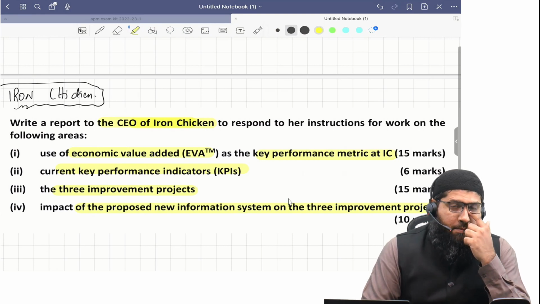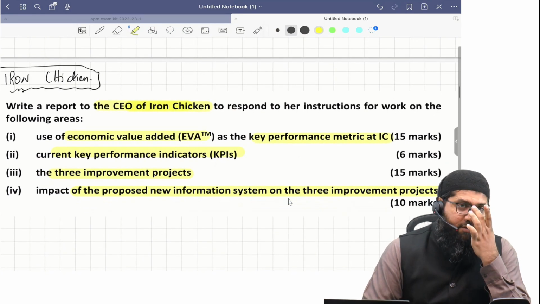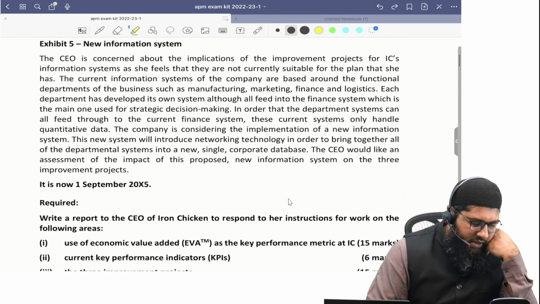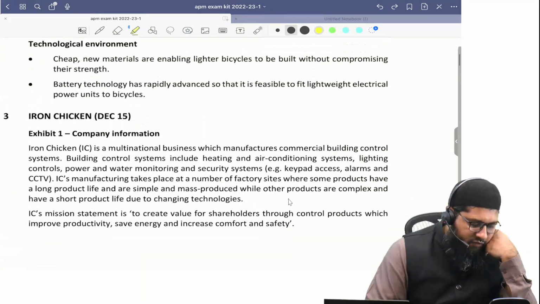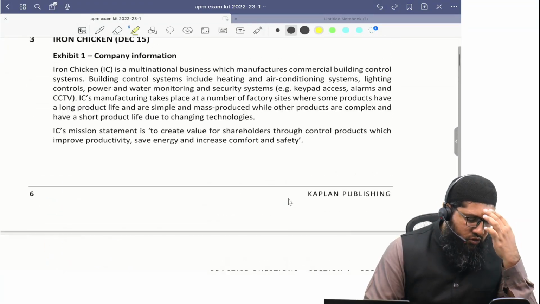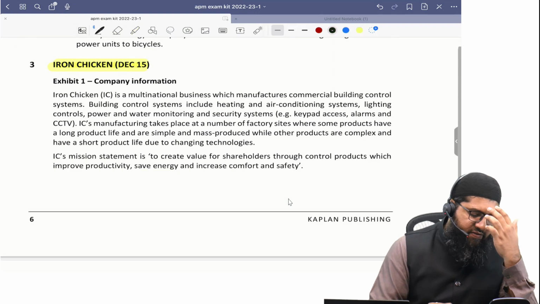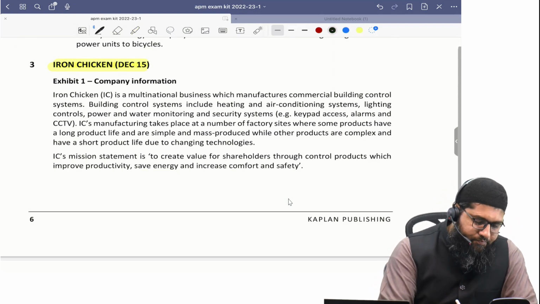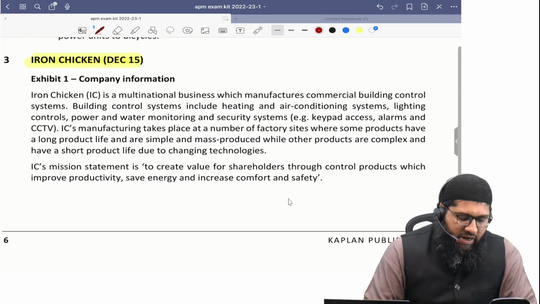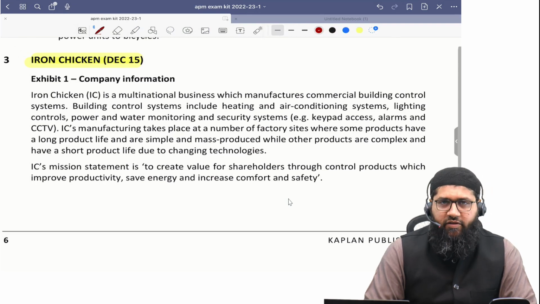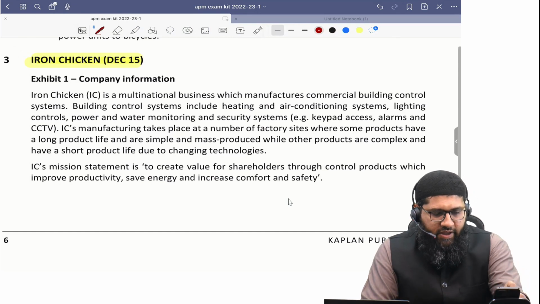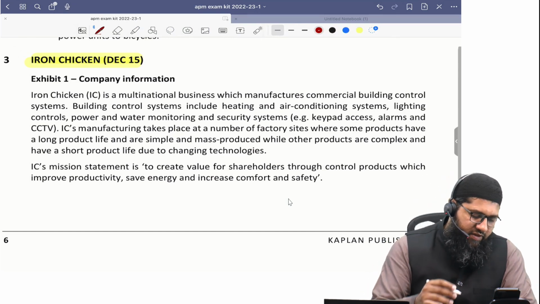Now, before I go on to discuss the question's requirement, what I would want you to do is to come with me and discuss what the background to this company is, so that we could do a bit of a discussion when the question is like that. So what does it say with respect to Iron Chicken? It says that Iron Chicken is a multinational business which manufactures commercial building control systems. Building control systems include heating and air conditioning systems, lighting controls, power and water monitoring and security systems. For example, keypad access, alarms, and CCTV.